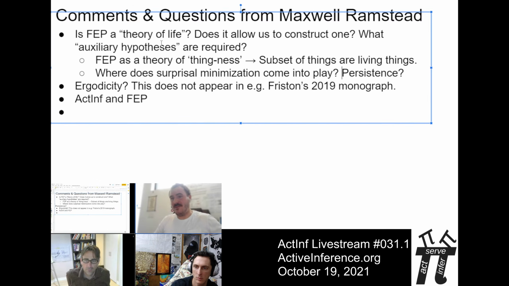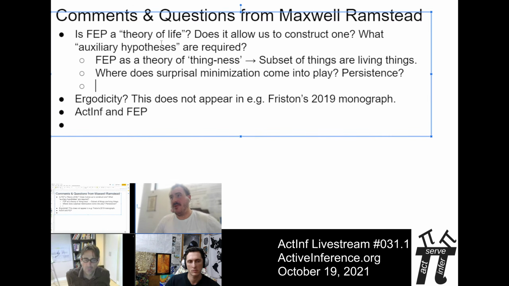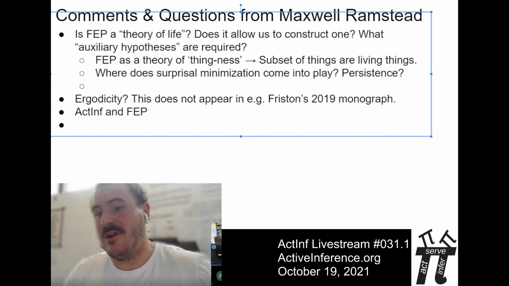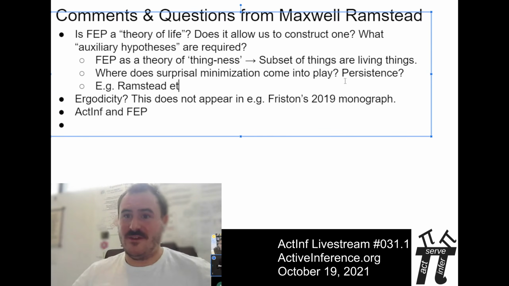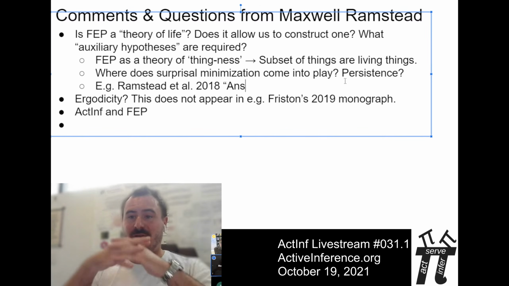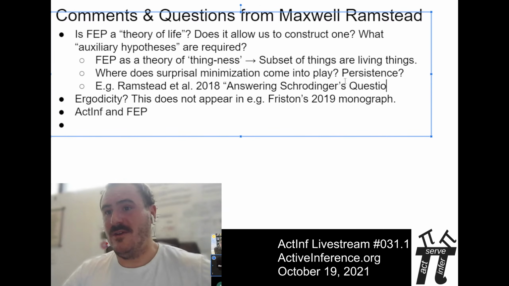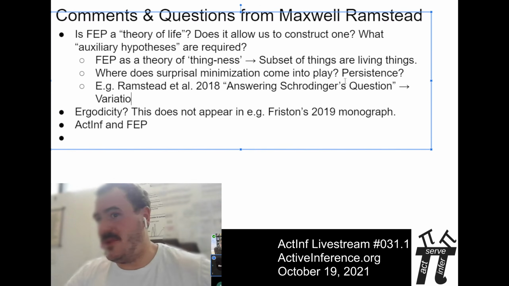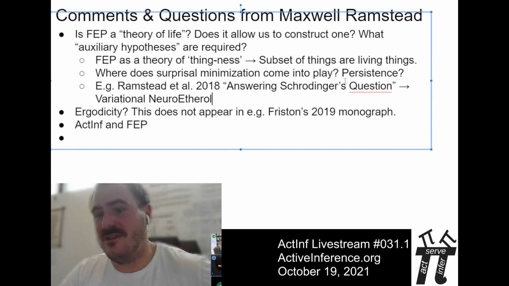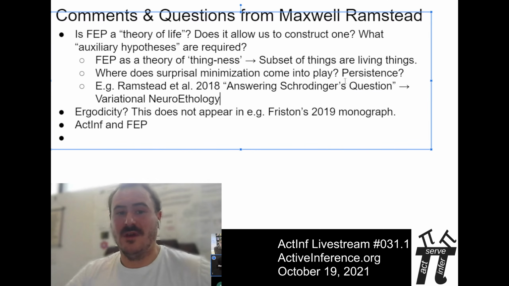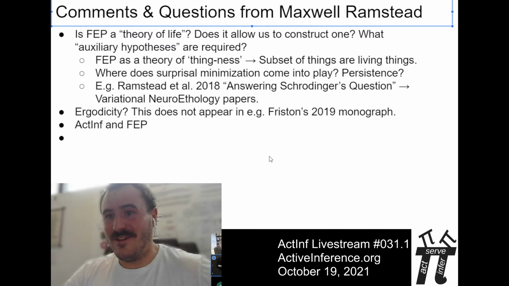If you read my Schrodinger paper carefully, for example, what we propose is a variational approach to neuroethology. We're not saying that the free energy principle in and of itself can just offer this. The free energy principle has to be used as a foundation from which you can build these variational approaches to neuroethology, to niche construction, to ecology, or what have you. But that might just be nitpicking.